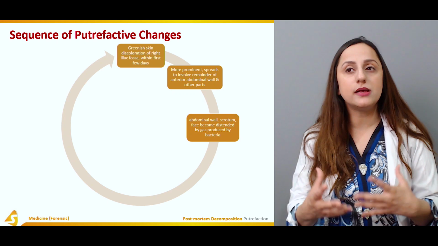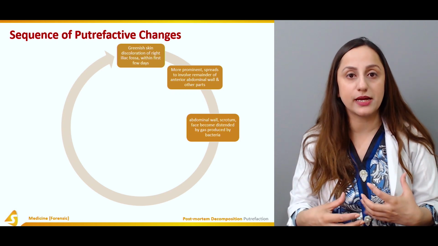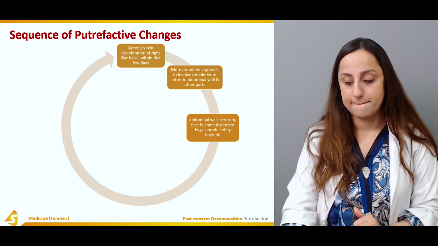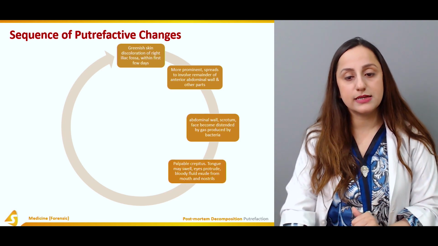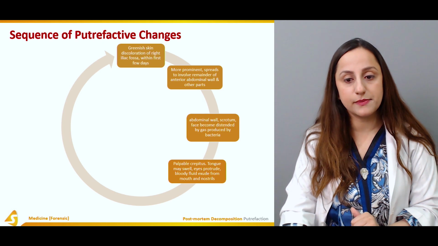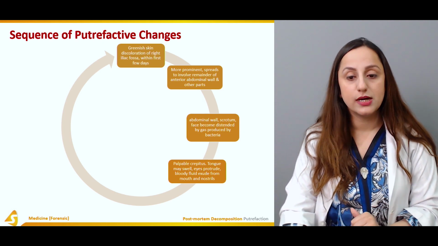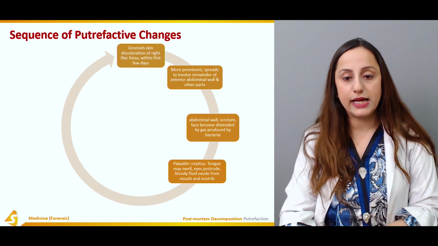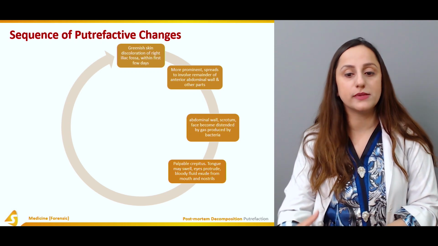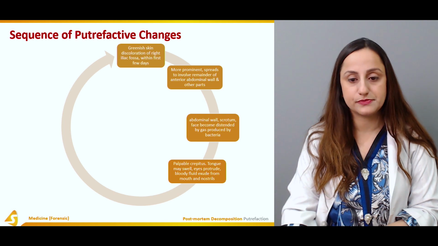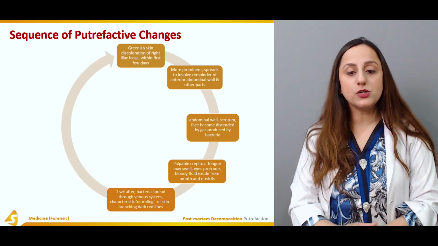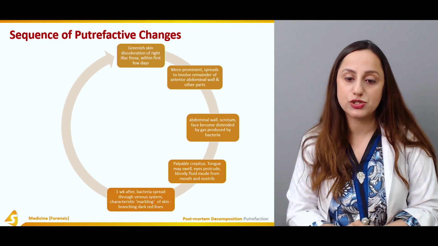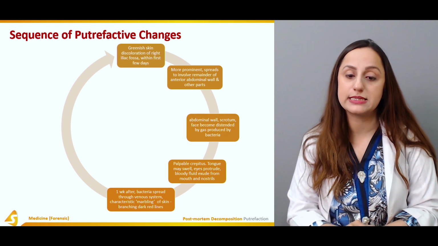Even identification sometimes becomes difficult due to the bloatment of the features of the face. Then there is palpable crepitus. The tongue may swell, the eyes protrude. The facial features are basically distorted all in all, and bloody fluid exudes from the mouth and the nostrils. After 1 week of this anaerobic bacterial action, the bacteria spread through the venous system.